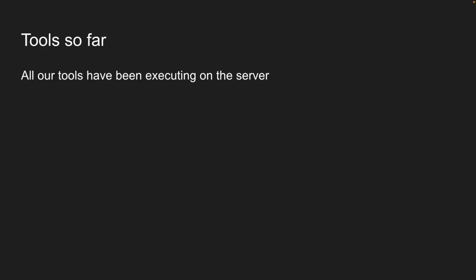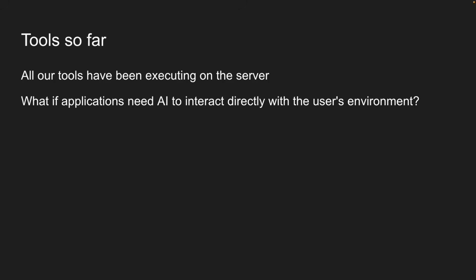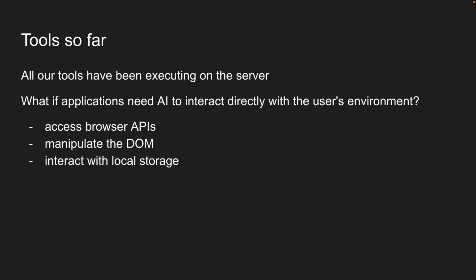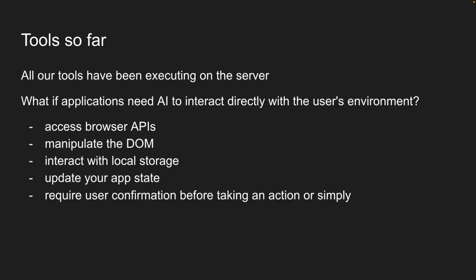So far, all our tools have been executing on the server. But what if applications need AI to interact directly with the user's environment? Think about scenarios where AI needs to access browser APIs, manipulate the DOM, interact with local storage, update your app state, require user confirmation before taking an action, or simply run some code automatically. That's where client-side tools come in.